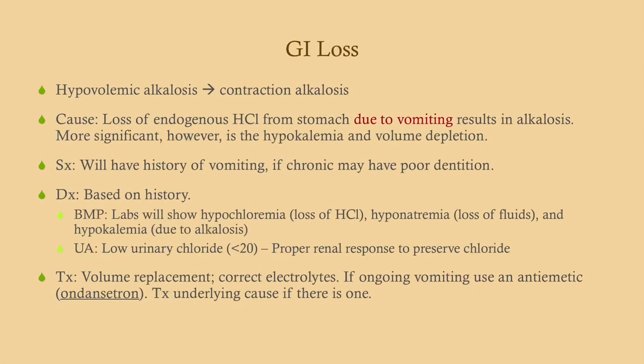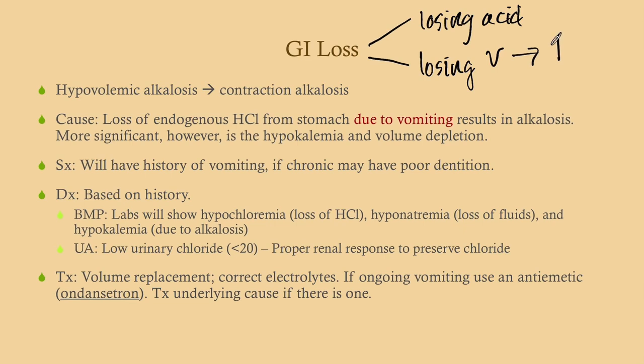So GI loss, this also causes hypovolemia. So not only are you losing acid, which will directly cause an alkalosis, but you are also losing volume, okay? And as you lose volume, it causes a secondary hyperaldosteronism. Okay, so two ways that this causes a metabolic alkalosis. You lose acid and you increase aldosterone from the loss of volume.